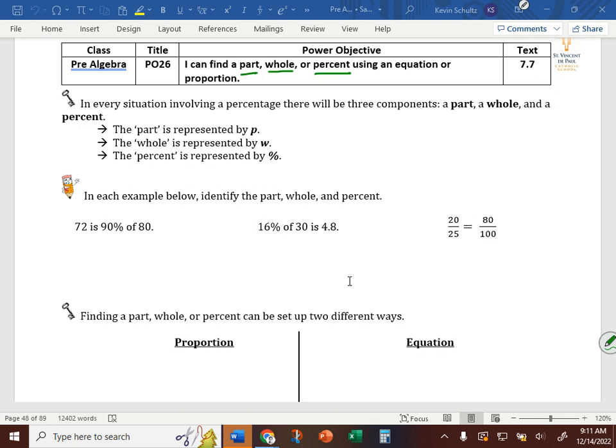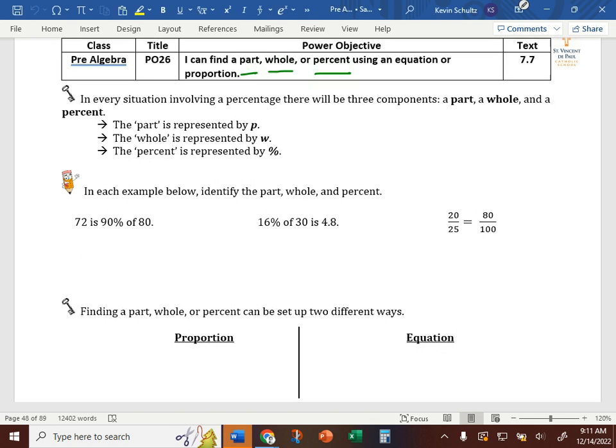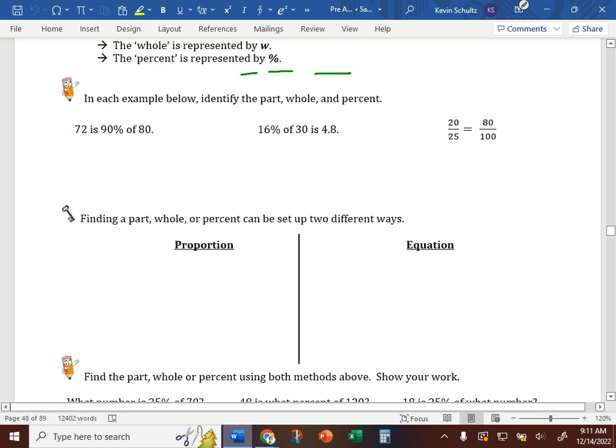The whole is represented by the variable W, because even though it's silent, whole begins with W, right? And the percent is represented by the percentage symbol. In each of these examples below, we're going to start simple. All we're going to do is identify what is the part, what is the whole, and what is the percent. The percent should be pretty easy to identify, right? 72 is 90% of 80. What's our percentage there? 90%. So there's our percentage.